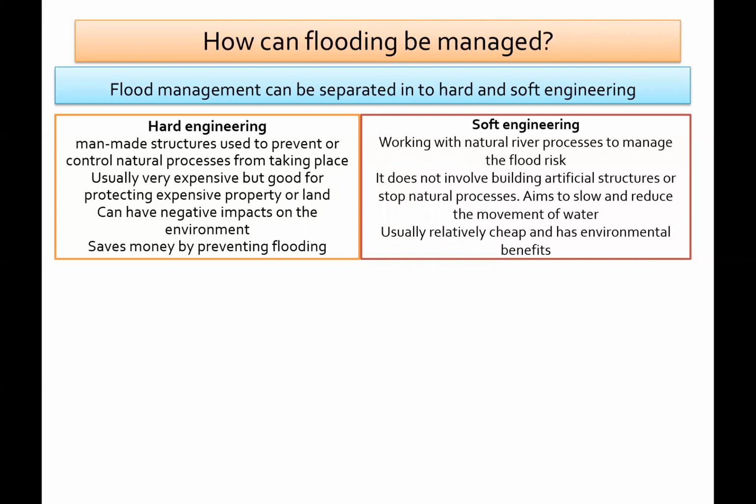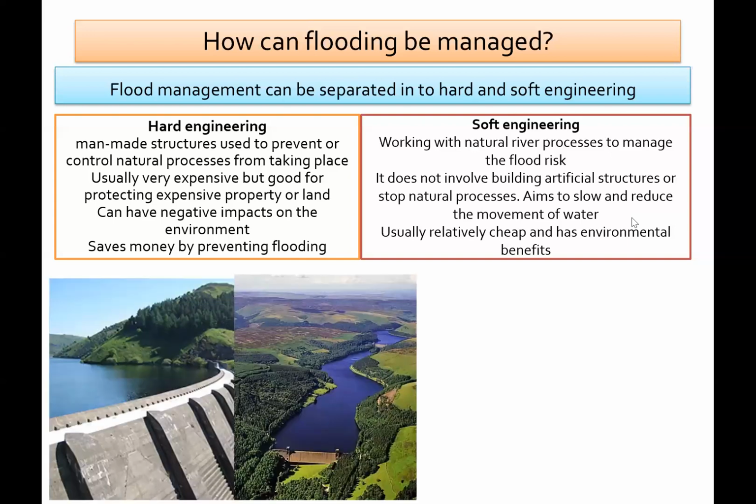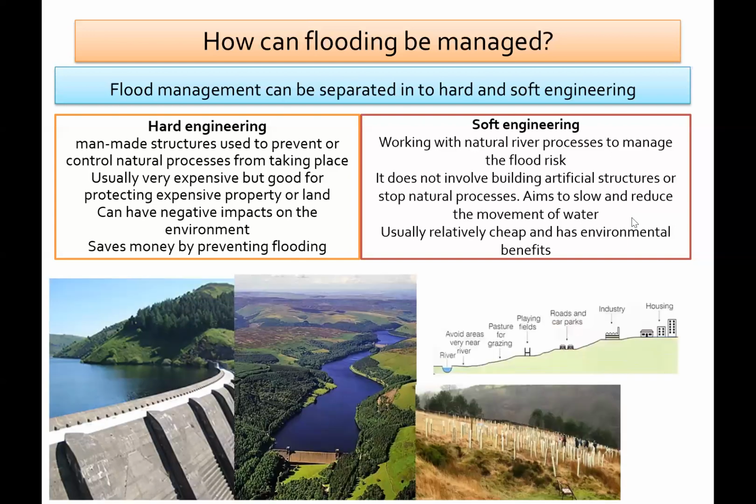You've then got your soft engineering. So this is when the management works with natural processes to manage the flood risk. It doesn't involve building artificial structures or stopping those natural processes, but it does aim to slow and reduce the movement of water. Soft engineering is usually cheaper, and it does have environmental benefits. So here you have some examples of what the different types of engineering are.